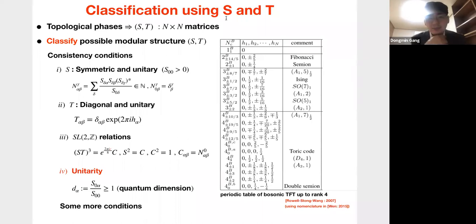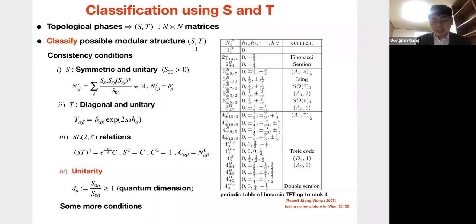So this modular data is a very basic object in the topological phase. What I said is that given a topological field theory or topological phase, we can compute some S and T matrix satisfying certain conditions. But doing some reverse engineering, we can try to classify the possible topological phases from classifying the possible modular structures.